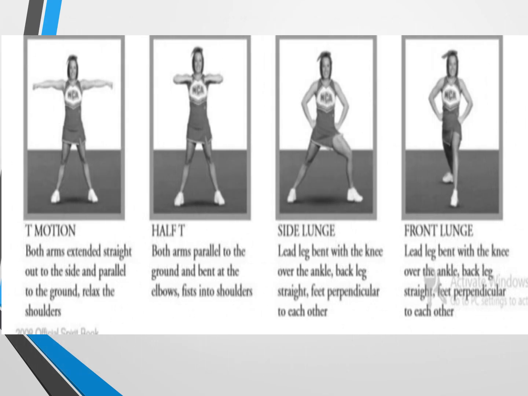T motion: both arms extended straight out to the side and parallel to the ground. Relax the shoulders. Half T: both arms parallel to the ground and bent at the elbows, fists into shoulders. Side lunge: lead leg bent with knee over the ankle, back leg straight, feet perpendicular to each other. Front lunge: lead leg bent with knee over the ankle, back leg straight, feet perpendicular to each other.